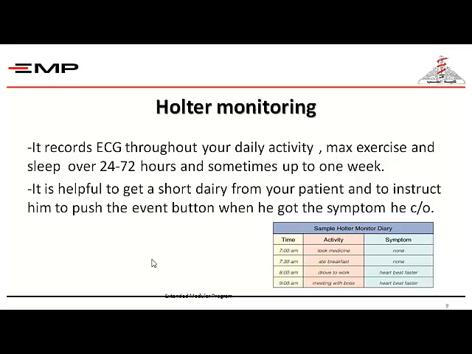As you see at the bottom, this is a sample of a Holter monitoring diary of a patient, where he marked the time he went to sleep, when he took the medicine, and when he ate his breakfast, and you can correlate these activities with the ECG recorded.